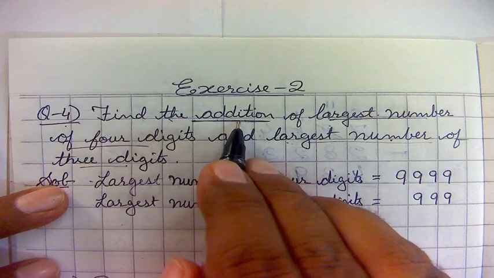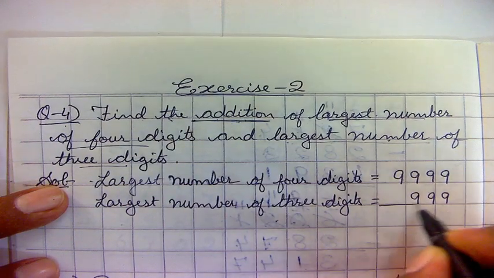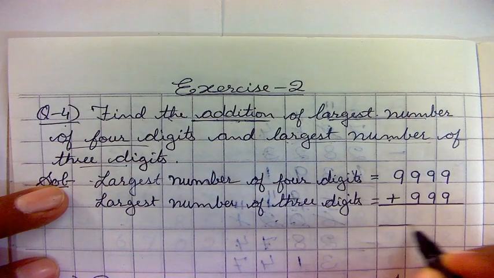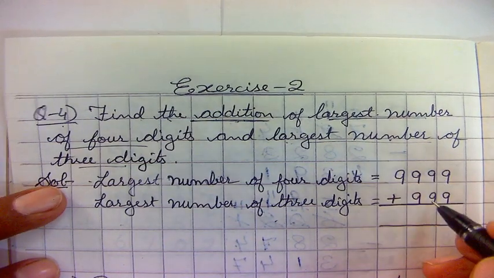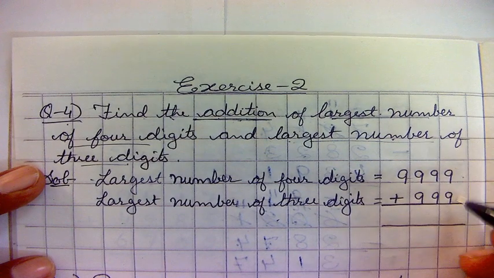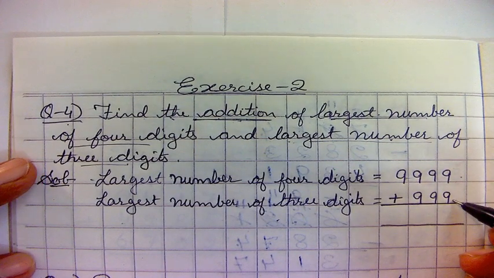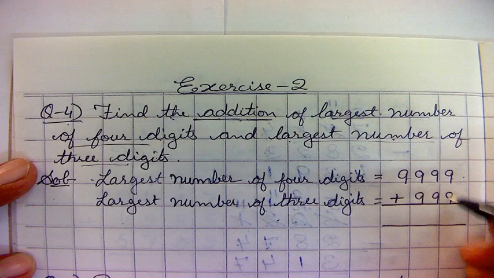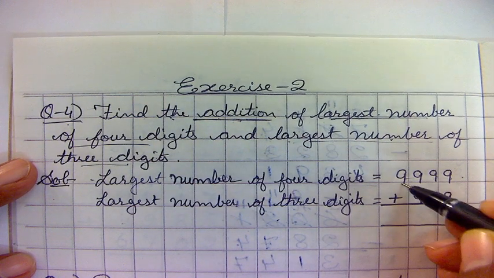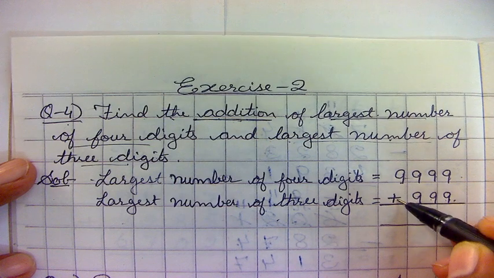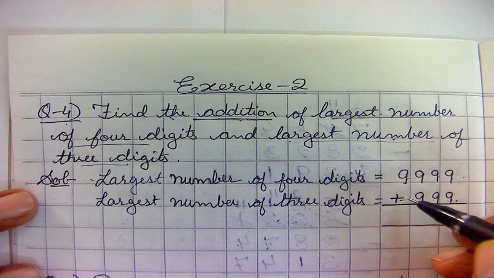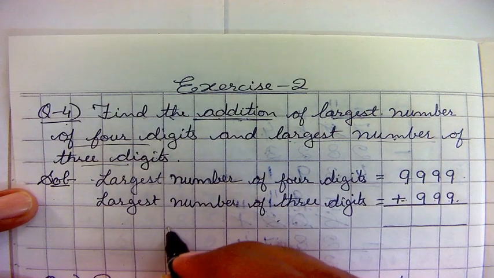Now what we have to do? We have to find the addition, so we will add these two numbers. Now be careful while writing it. You have to be careful because this is a 4 digit number and this is a 3 digit number, so you will have to match the places of these digits. You will find that the thousands place will be empty in the 3 digit number.